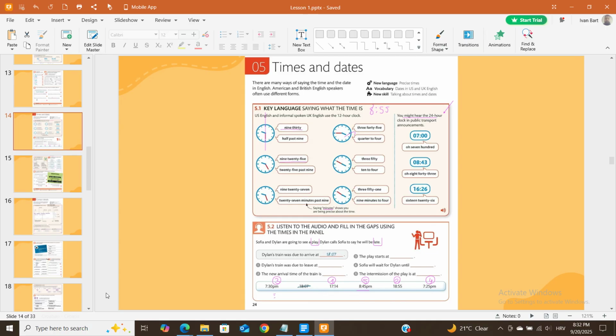16:26. 5.2 Listen to the audio and fill in the gaps using the times in the panel.